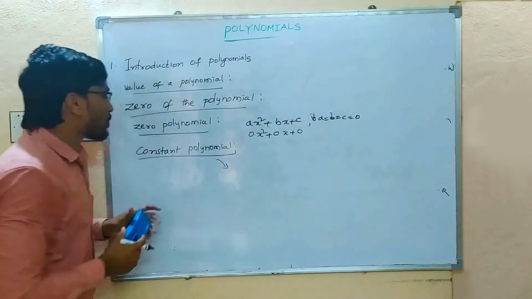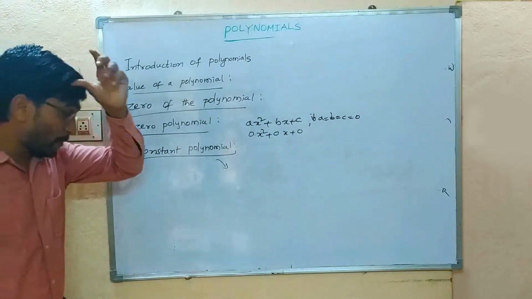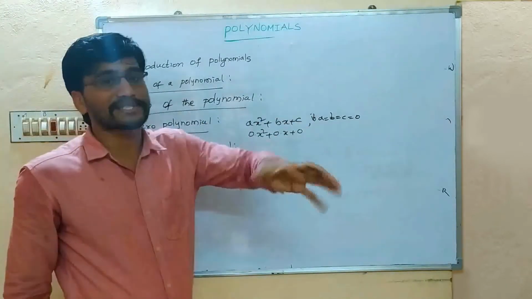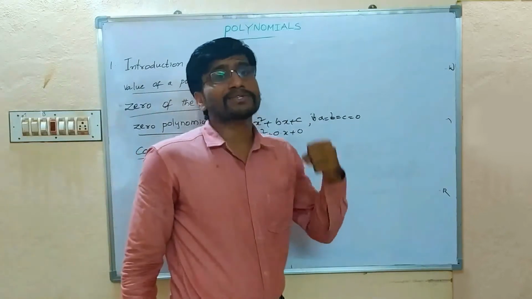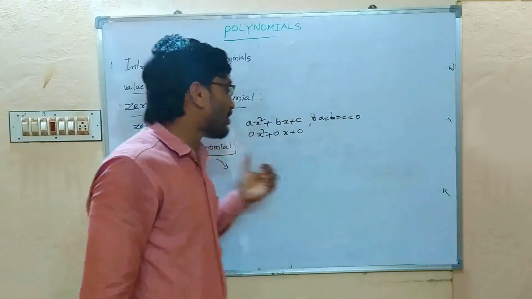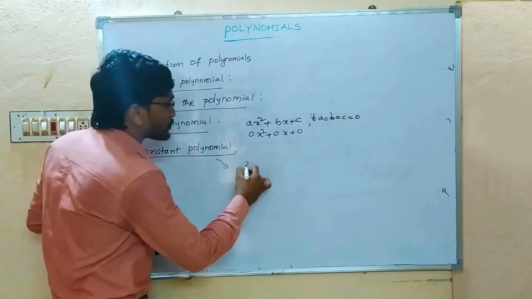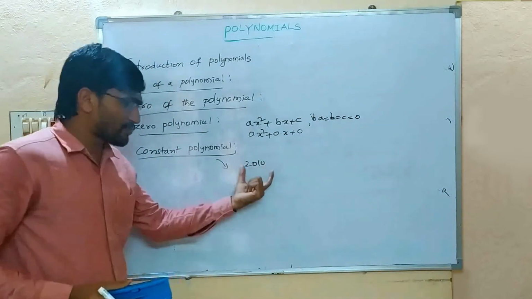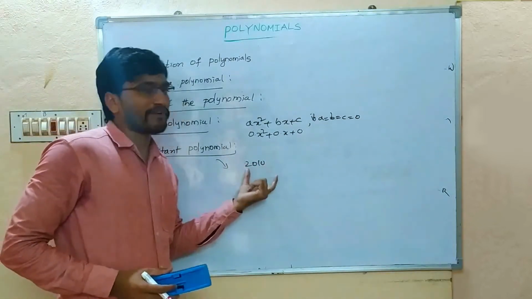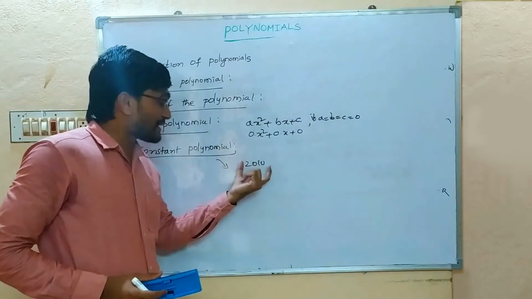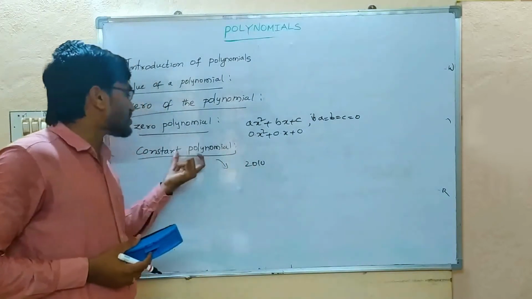Next, what is a constant polynomial? If a polynomial contains only a constant term, that is called a constant polynomial. Suppose 2010. It is a polynomial that contains only one term, a constant term, so it is called a constant polynomial.